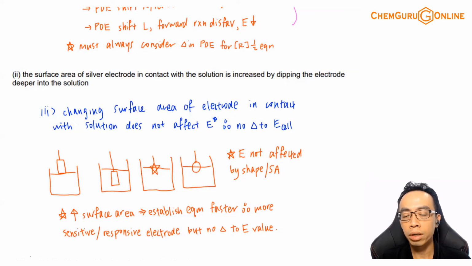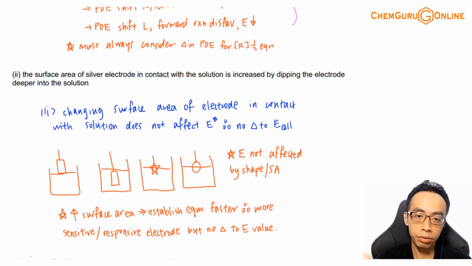If the surface area of the electrode in contact with the solution is important, then when they specify standard conditions, they should already mention how much surface area of the electrode must be in contact with the solution. Correct? You notice that's not the case. It means that surface area is not important in terms of affecting E value. And what changes is rather the sensitivity or the responsiveness of the electrode.